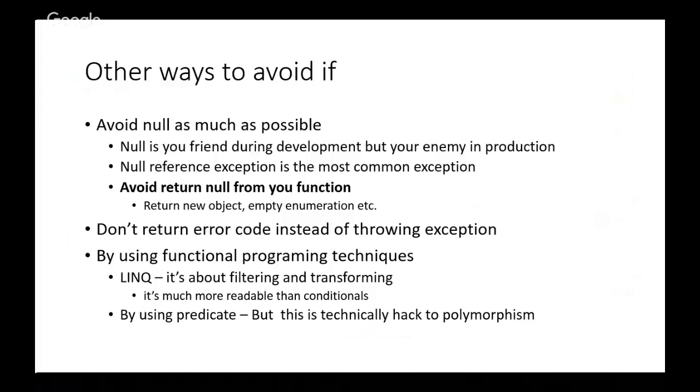The new version of C#, they consider it to give you options to forbid nulls in reference types. The funny thing is that most of the errors which you get from production environment is null reference exception. I think all of you saw that. So a good way to get rid of a lot of ifs is don't use null.